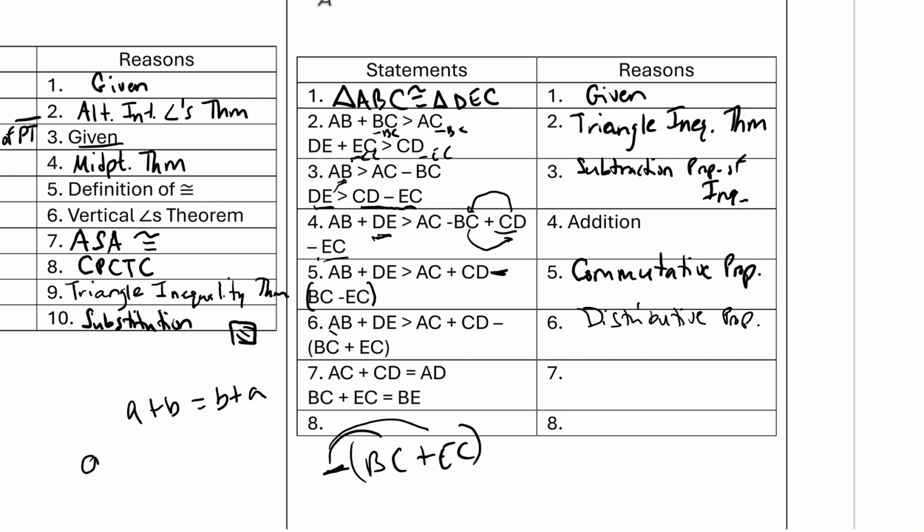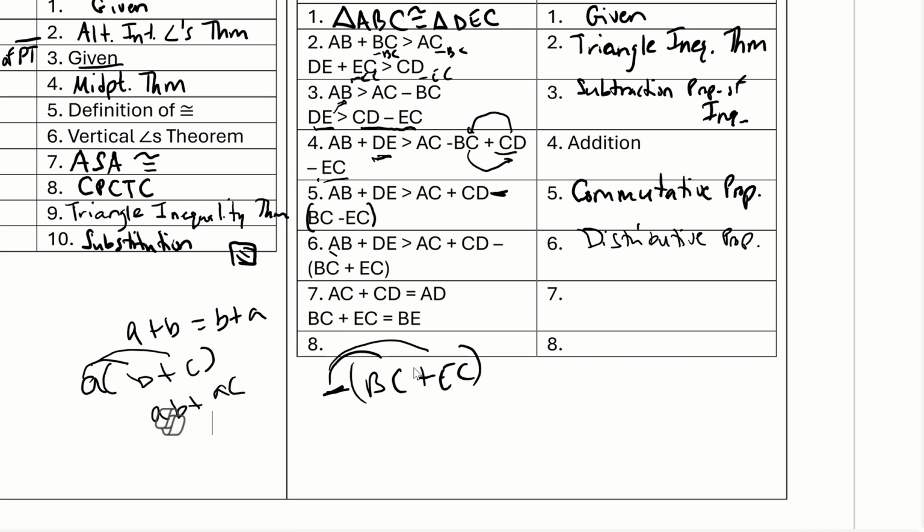So distributive property is when you have A times B plus C. Distribute A to B and C. So A times B plus A times C. That's distributive property. We hardly use those, but those are properties that are there.